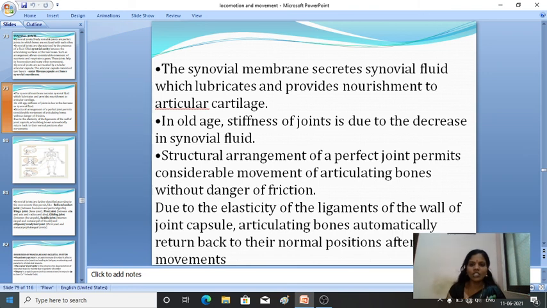The structural arrangement of the perfect joint permits considerable movement of articulating bones without danger of fracture. Due to the elasticity of the ligaments of the wall of the joint capsule, the articulating bones automatically return back to the normal position after the movement. After the movement, the bones don't fracture, and they automatically come back to the normal position. Okay.